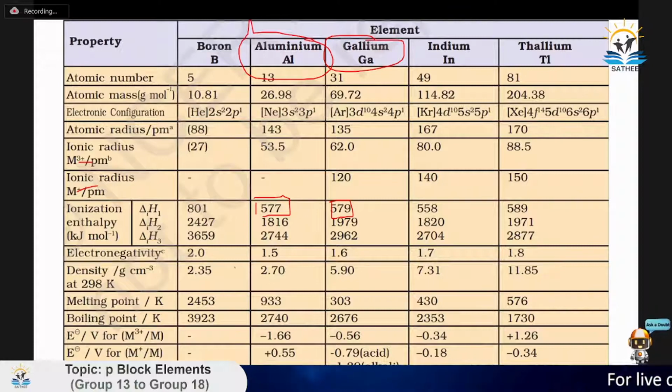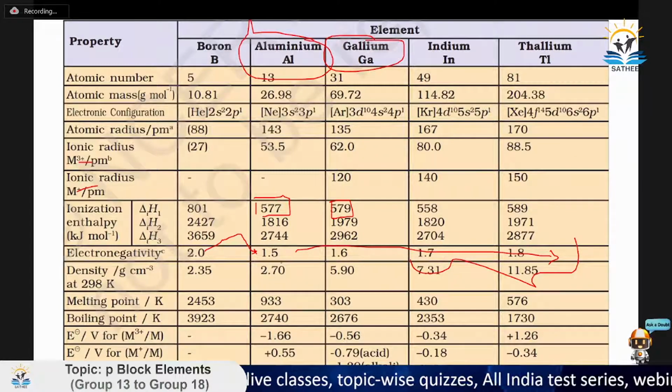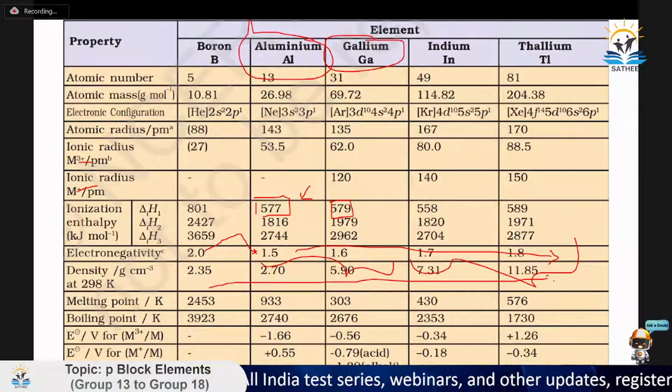And similarly, as we go down, the ionization enthalpy is decreasing, but you see it has decreased to a good extent here, and then it's actually increasing. Now this part is explained because of the inert pair effect, and this part is explained because of the shielding caused for the aluminium. And density follows a normal trend of increasing down the group.